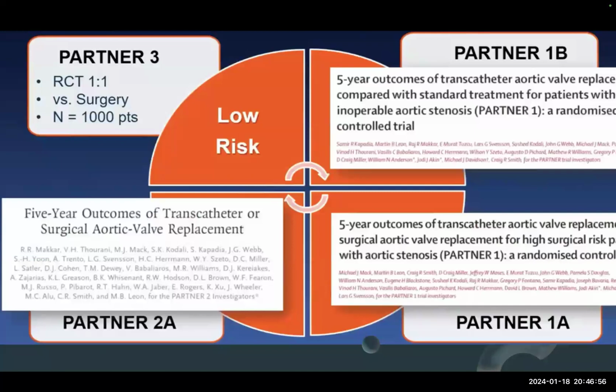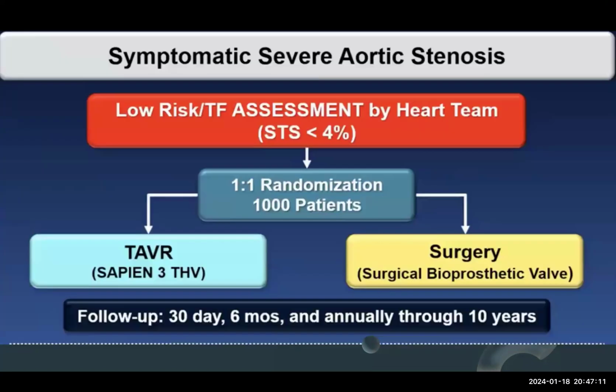But what about PARTNER 3? If I want to ask anyone about anything related to TAVR and clinical trials, I will ask about PARTNER 3, because it's a relatively new trial and they have the 5-year outcome. PARTNER 3 is symptomatic severe aortic stenosis, risk assessed by STS score less than 4%. They randomized 1-to-1, 1,000 patients, surgery versus TAVR, with balloon-expandable TAVR. They follow patients at 30 days, 6 months, and annually through 10 years. They have the 5-year outcome until now.